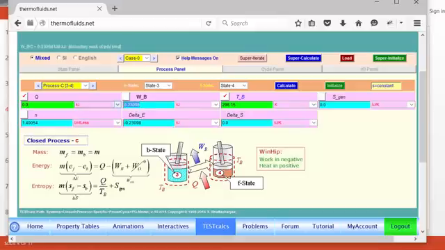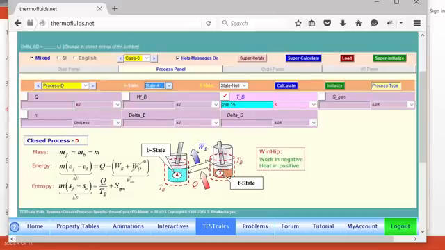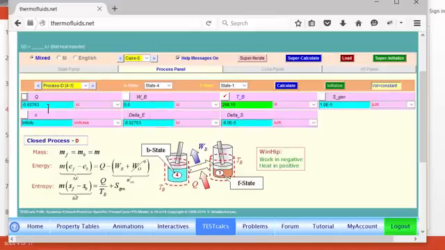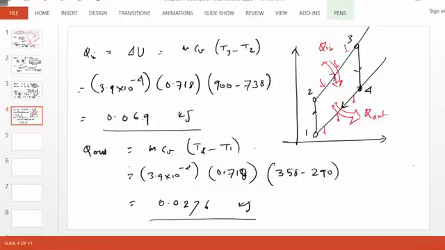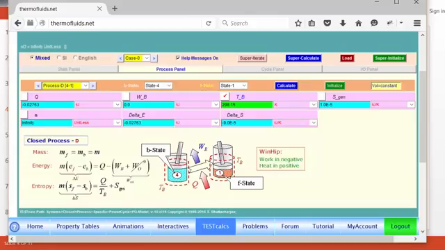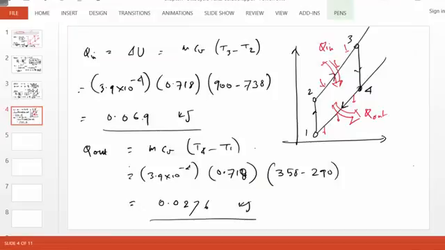And finally, process D is our constant volume heat rejection from 4 to 1, and boundary work is 0 obviously, and if you just hit enter, it produces the heat transfer. Again, Q is negative here because Q is algebraic, but Q out is a positive number, which will be 0.026. So let's go, what we got here, 0.027, sorry. So this is what we got here. So Q in and Q out are correct.